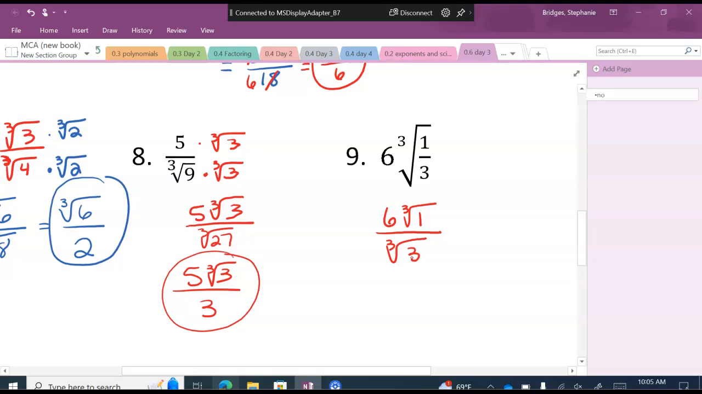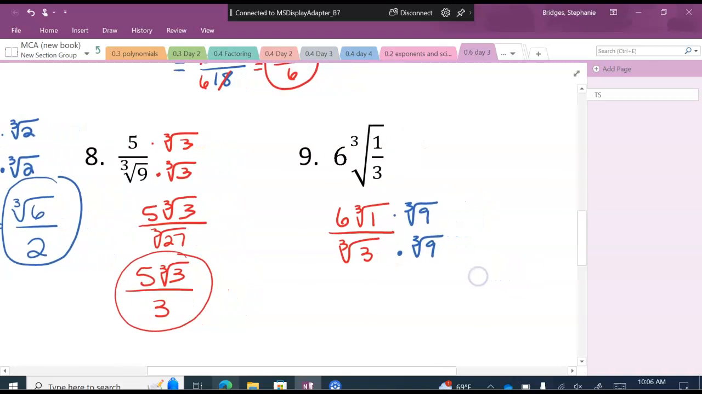Okay, let's start at the bottom. Starting with my smallest perfect cube that is bigger than 3. Can I multiply 3 by anything to turn it to 8? No. Can I multiply 3 by anything to turn it to 27? What do I multiply it by? 9. So I am going to multiply the top and the bottom of this by the cube root of 9. So at the top, I get 6 times the cube root of 9. At the bottom, I get the cube root of how much? 27.